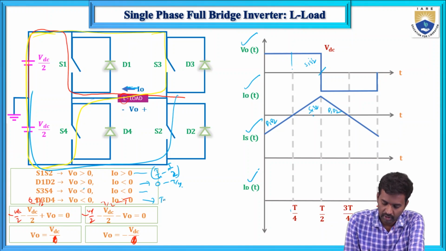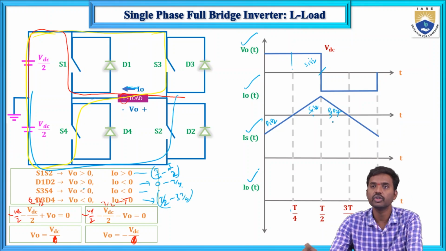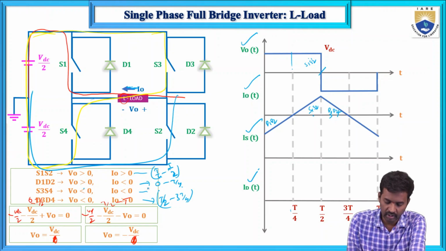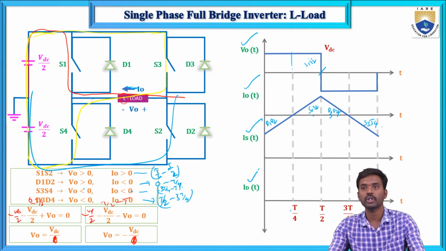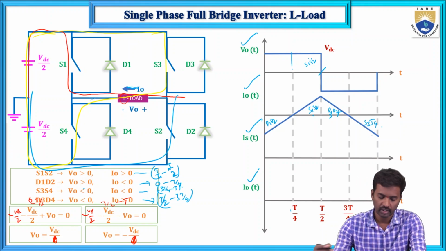So here T by 2 to 3T by 4, D3 and D4 switches will conduct. And next, during this period 3T by 4 to T duration, S3 and S4 switches will conduct. Both current and voltage are negative.